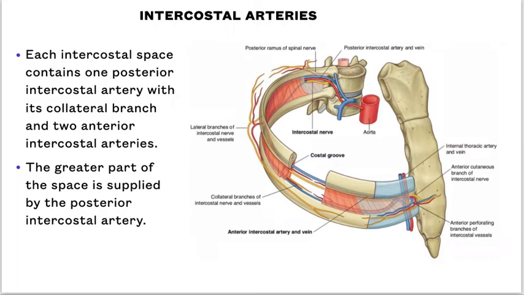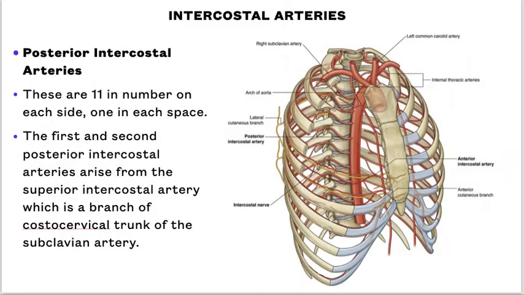Each intercostal space contains one posterior intercostal artery with its collateral branch and two anterior intercostal arteries. The greater part of the space is supplied by the posterior intercostal arteries. Now, the posterior intercostal arteries are 11 in number, one on each side in each space.